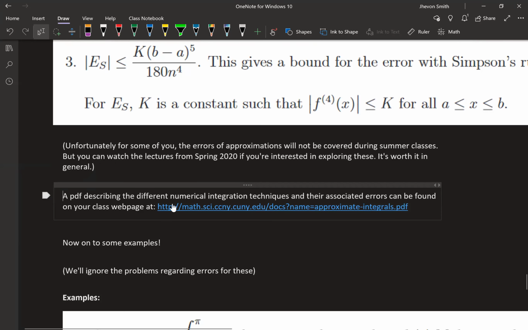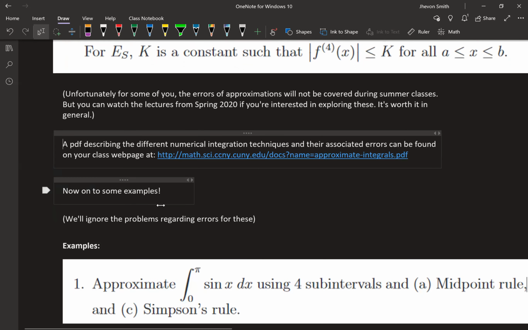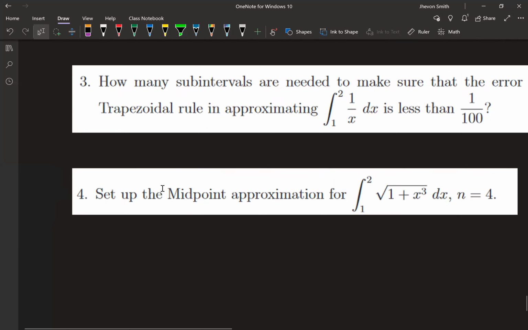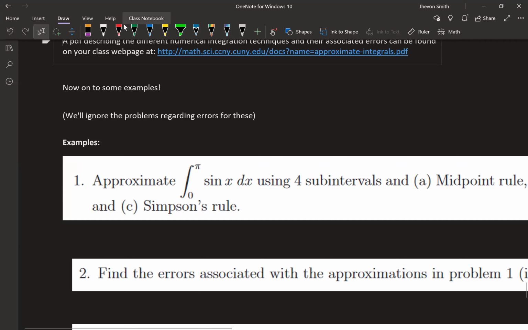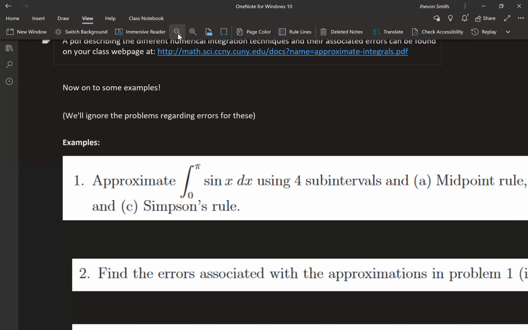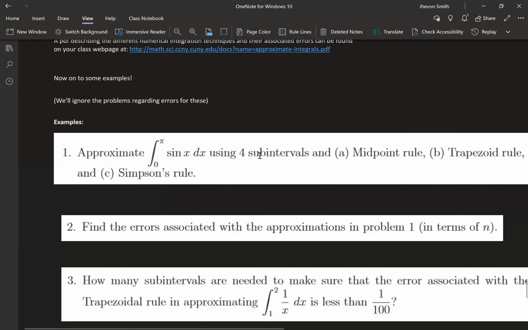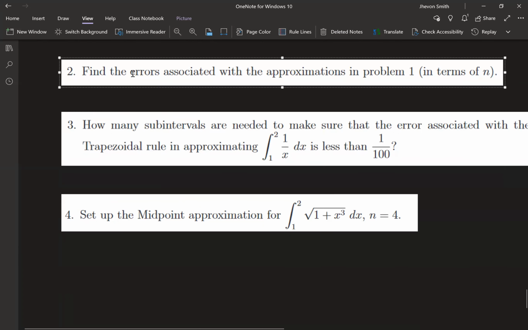And a PDF, like I said, of everything that I spoke about here is on the math department webpage for our class. This is a direct link to that. Now let's go on to some examples. So these guys are also from the PDF. I just took a snippet of them. We're going to go through these guys so you can actually see how to actually apply this. And it's a lot less complicated than you might think. Let's go on to some examples.